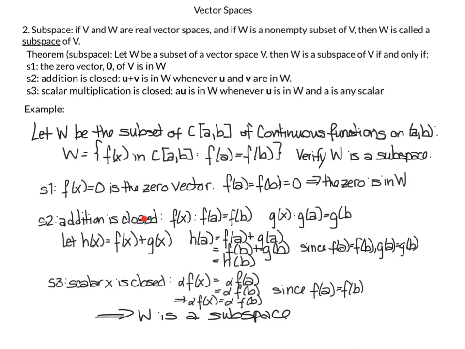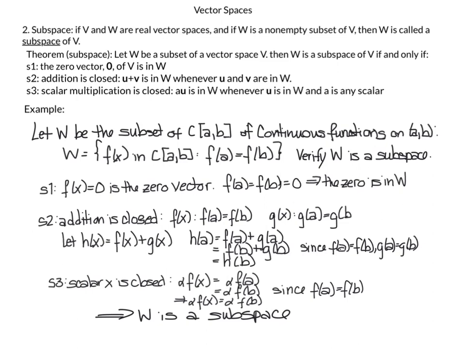Second, addition is closed. So if I have 2 functions, f of x and g of x, that are in W, in other words, f of a is equal to f of b and g of a is equal to g of b, then when I add them together, I'm going to let h of x equal f of x plus g of x, and I get h of a is equal to f of a plus g of a. Now, since f of a is equal to f of b, I can substitute f of b, and since g of a is equal to g of b, I can substitute g of b, and then I get f of b plus g of b, which is equal to h of b. So here I have shown that h of a is equal to h of b, so addition is closed.